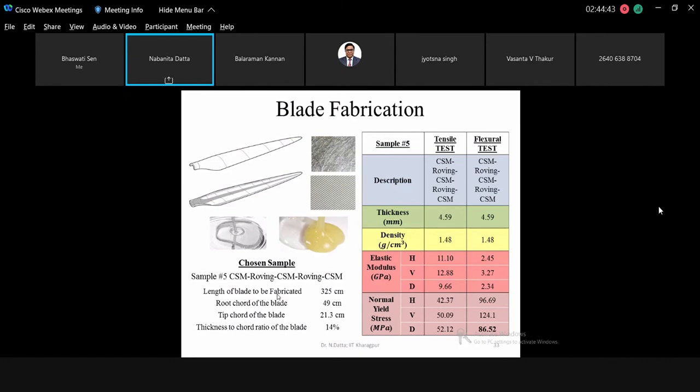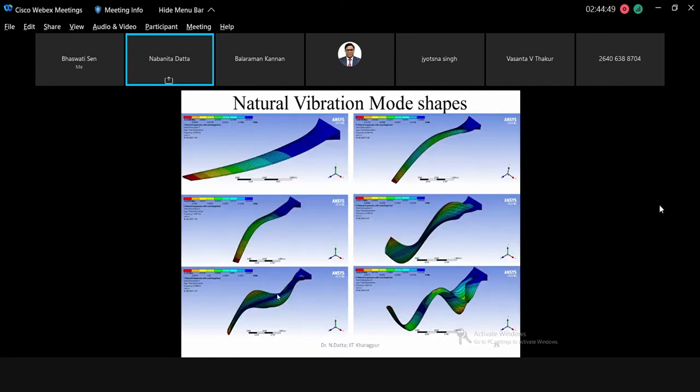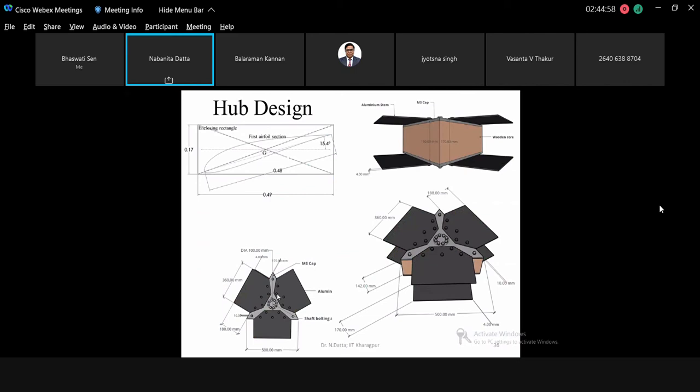So the tests have been done, samples have been ready, and we'll see how well we have progressed. The static analysis and the dynamic vibration analysis of the blade were also done, and associated conference publications were also made by the students working with me. So the hub was designed. The hub was designed such that it holds all the 3 blades together.